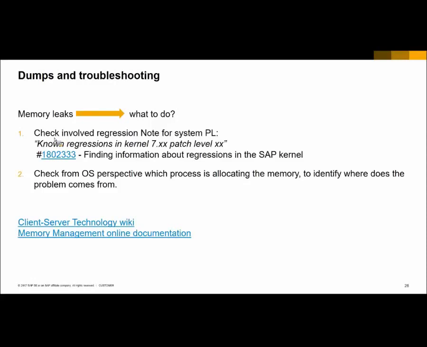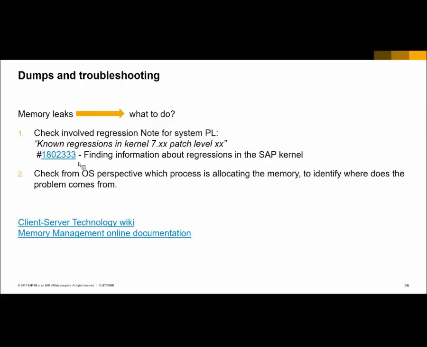Those notes are always called known regressions in kernel 7.xx patch level xxx. And they contain errors that are known to date that can potentially occur in this kernel patch level. More information can be found in this note, 1802333. If no error is documented in the corresponding regression note, you should try to find out which process consumes most of the memory. This has to be compared with the amount of memory available to the operating system.